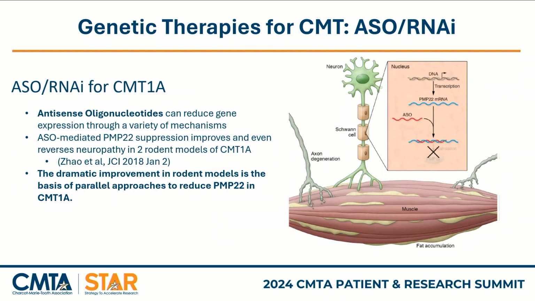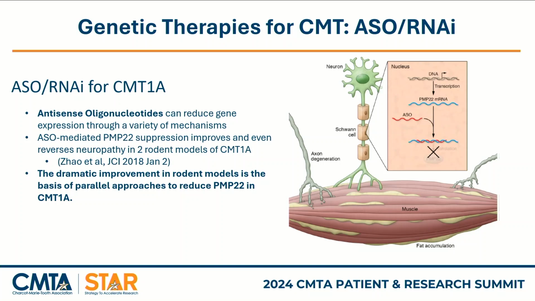So another category of what I call a genetic therapy is what we refer to as ASO or RNAi. And again, for CMT1A, as I told you, the excess of PMP22 is a problem, and AAV gene therapy is one way to approach that. But this other technology is referred to as ASO, antisense oligonucleotides, or RNA interference. And these are just really small pieces of RNA or DNA, which we can deliver down to sort of tamp down the level of PMP22.